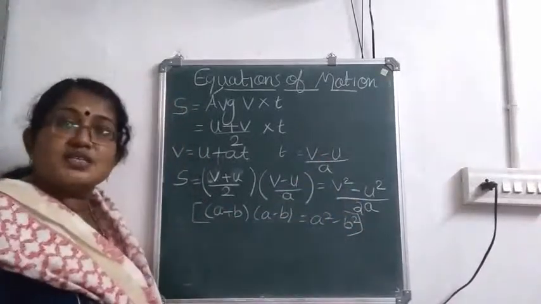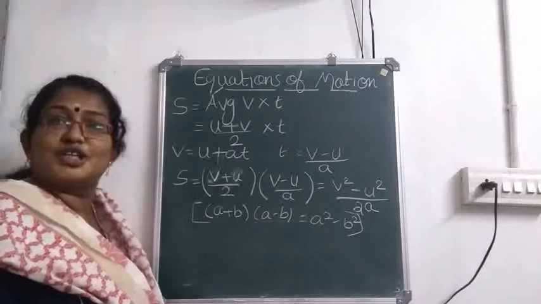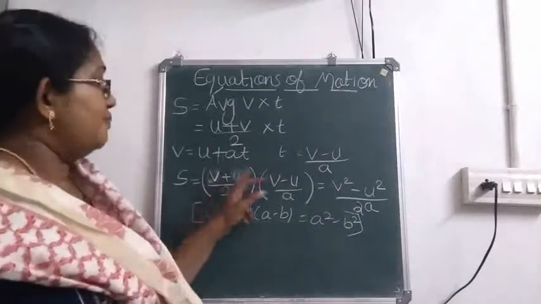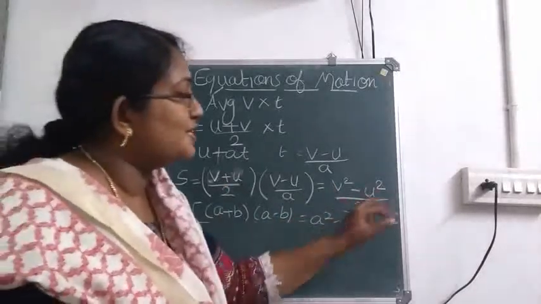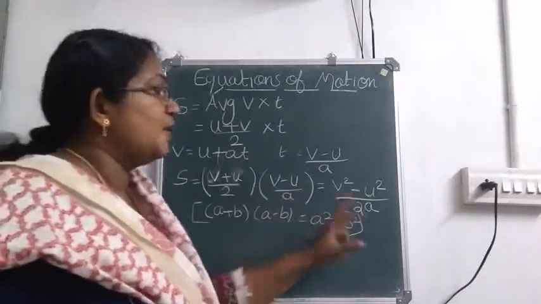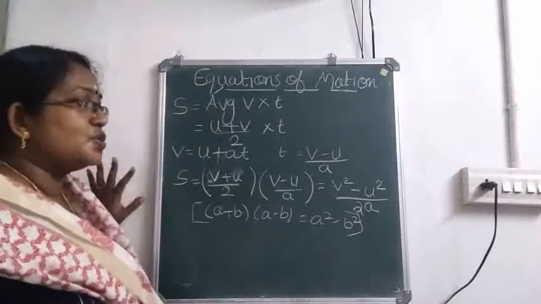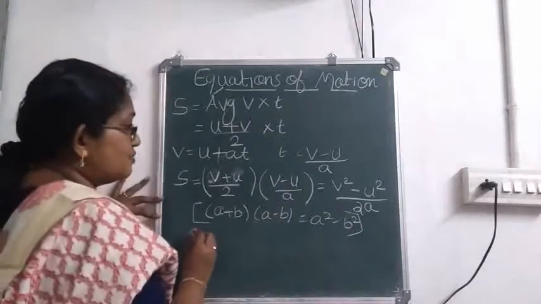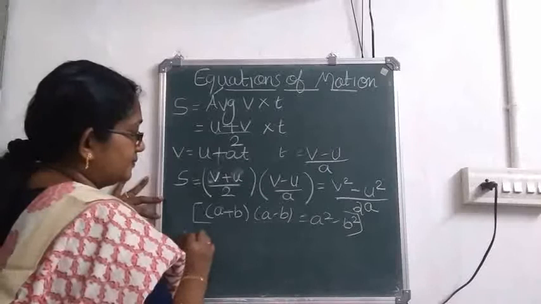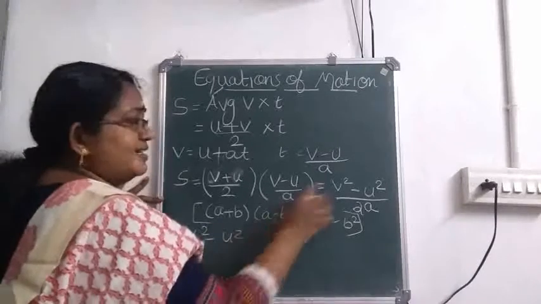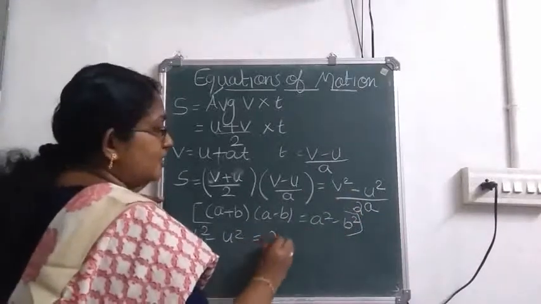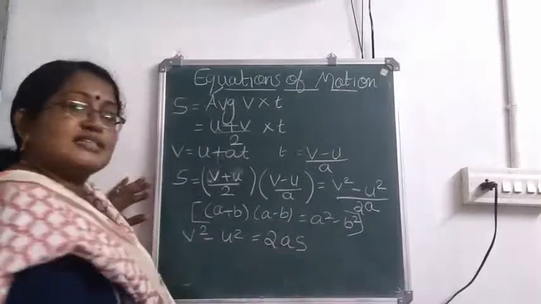We have used this identity in order to solve this. Okay. So, v plus u into v minus u is equal to v square minus u square. 2 into a is 2a. So, we got it as s is equal to v square minus u square by 2a. Cross multiplying, what you will get? v square minus u square is equal to 2as.